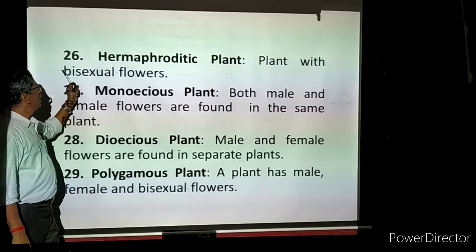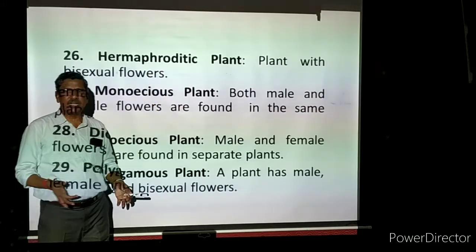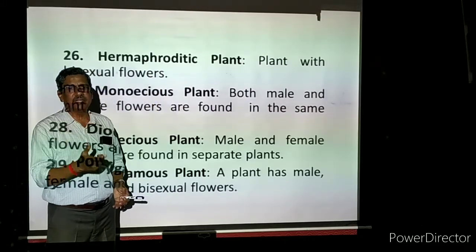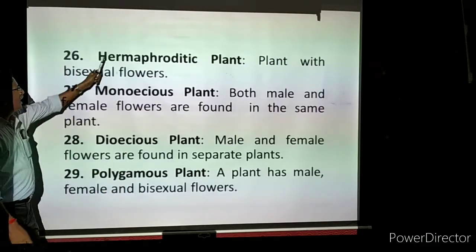That is called a hermaphroditic plant. Okay. Now, so many flowers are there. One flower you are plucking and seeing that flower, androecium is there, gynoecium is also present in the same flower. Hermaphrodite.